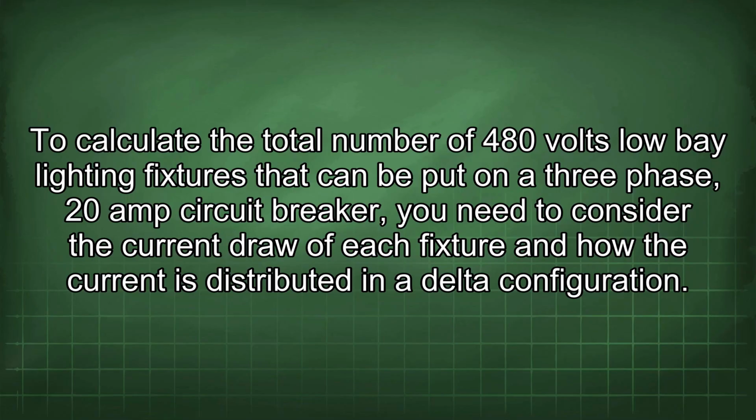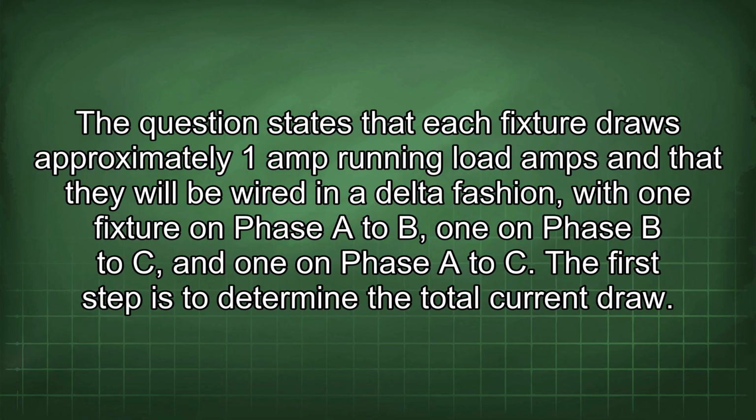To calculate the total number of 480 volts low-bay lighting fixtures that can be put on a 3-phase 20-amp circuit breaker, you need to consider the current draw of each fixture and how the current is distributed in a delta configuration. The question states that each fixture draws approximately 1 amp running load amps and that they will be wired in a delta fashion, with one fixture on phase A to B, one on phase B to C, and one on phase A to C.